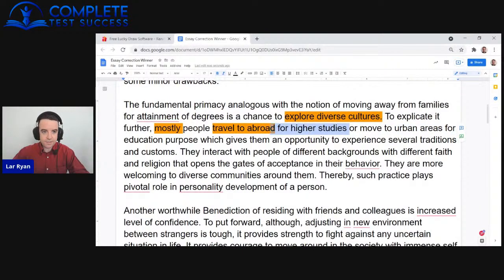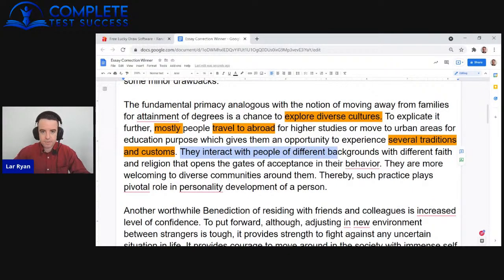Or move to urban areas for education purpose, which gives them an opportunity to experience several traditions and customs. This is too vague. You don't want to talk about several traditions and customs. Talk about what exactly are you talking about? You want to be more direct. The way we write academic essays in English, we really say what we're saying. We don't allude to it, or kind of talk around it. We're very, very direct, which I know isn't the case in other languages.